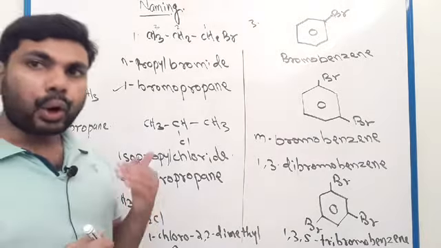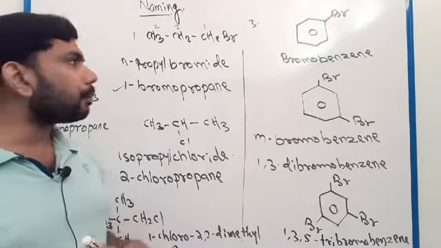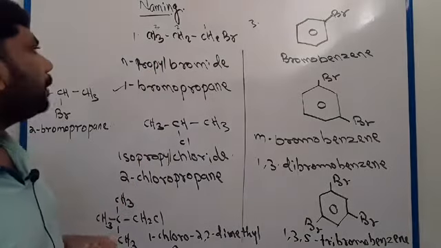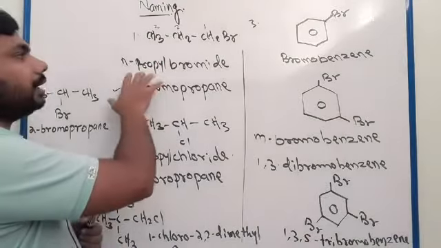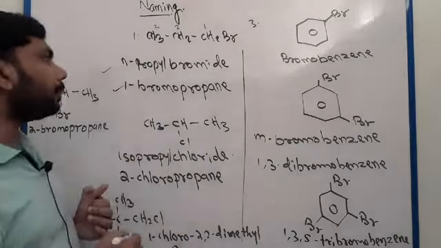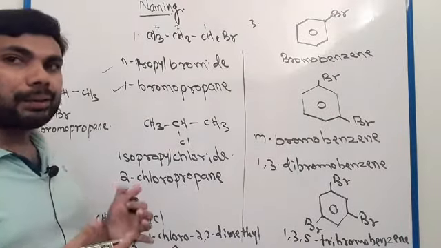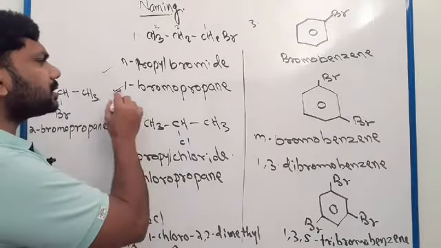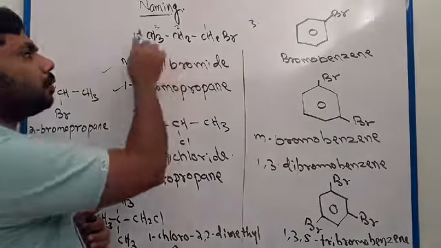And here the common name for this compound is n-propyl bromide. This is the common name, n-propyl bromide, like alkyl halide. And this is the IUPAC name, 1-bromopropane.